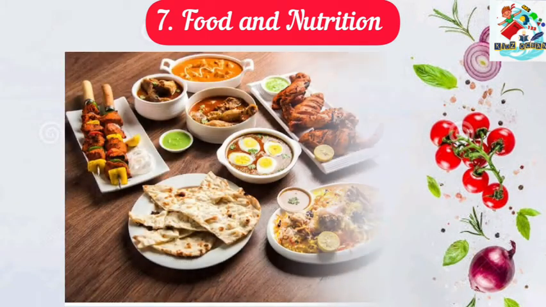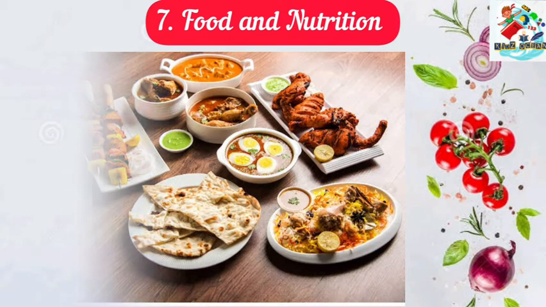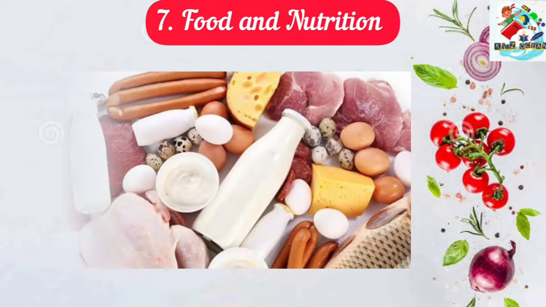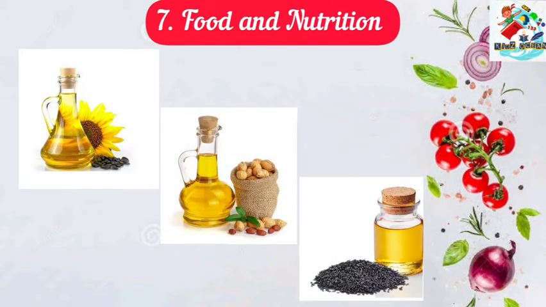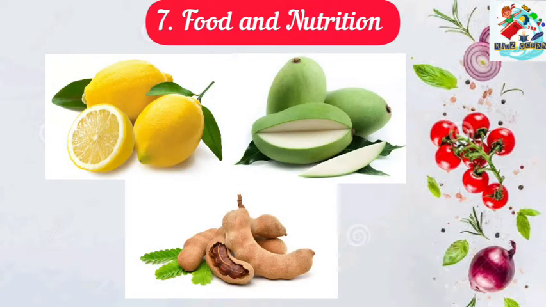Now we will see that there is a wide variety in our foodstuffs. We use different foodstuffs for different purposes. Now look at these foodstuffs. We get milk, chicken, eggs, etc. from animals. We get oil from sunflower, groundnut, sesame, etc. We use lemon, raw mango, tamarind, etc. to add sour taste to our food.